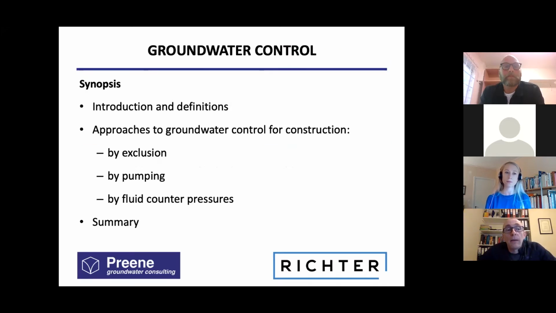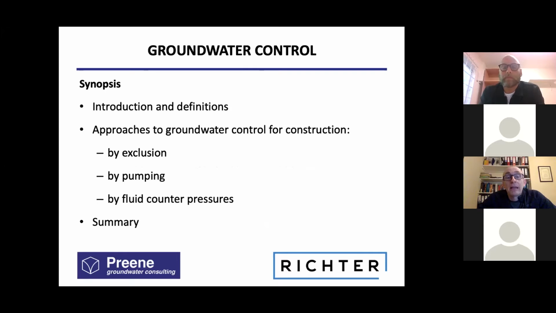So the main part of my talk is about the different technologies we can use to control groundwater for construction projects, such as a tunnel or a deep basement. I'm going to begin with introduction and definitions, and then the main part of my talk is about the three different approaches we can take to controlling groundwater.